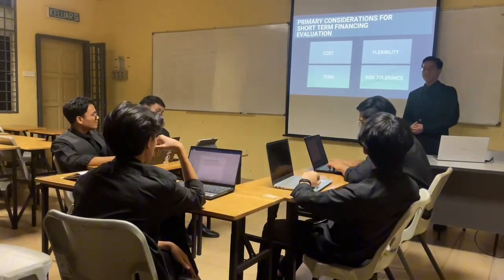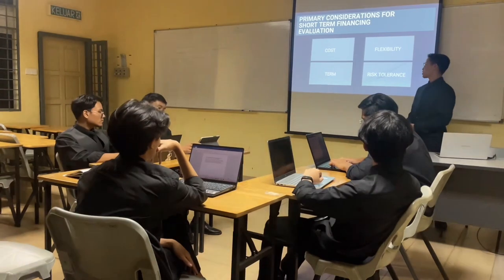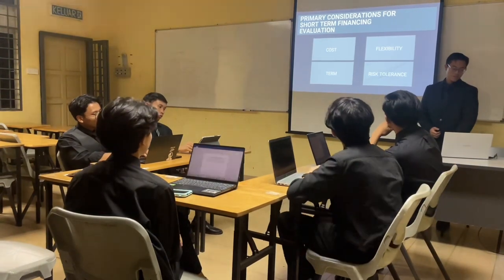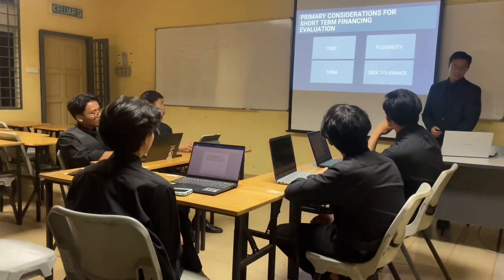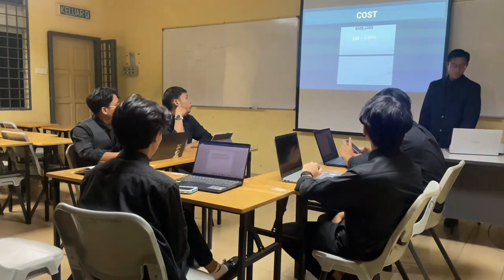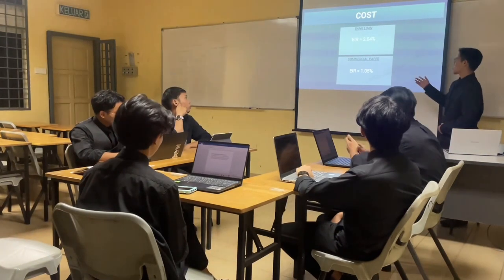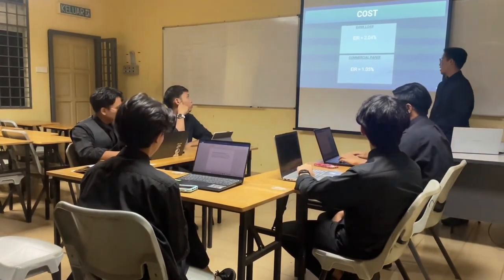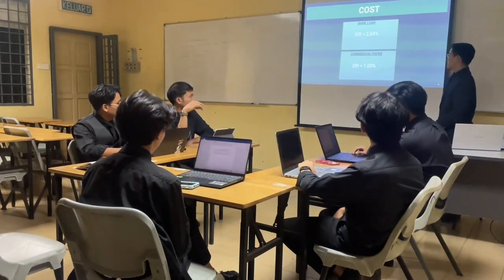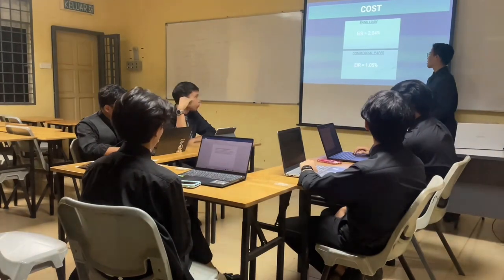Okay, thank you for presenting about the ratios and the alternatives. So before we choose between the two alternatives, which are bank loans and commercial paper, we need to consider four criteria to choose the short-term financing. The first criteria is cost, second flexibility, the third one is term, and the fourth one is risk tolerance. Based on the first criteria, which is cost, for bank loan we get an effective interest rate of 2.04%, and for commercial paper we get an effective interest rate of 1.05%. Which means if we choose commercial paper, we will need to pay less interest than bank loan.